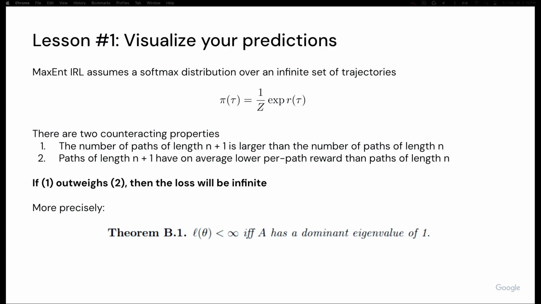And more precisely, we actually prove that this happens precisely when the dominant eigenvalue of this matrix A drops below 1. So this is a very precise condition for when this happens. We actually did this, and we proved it, and we were really proud of ourselves for doing this.